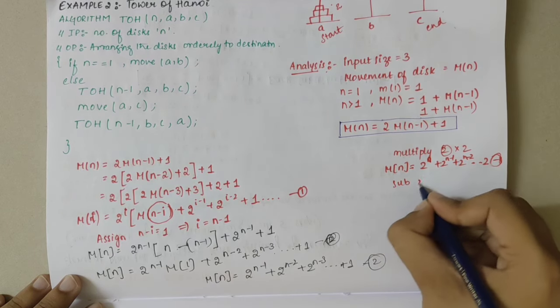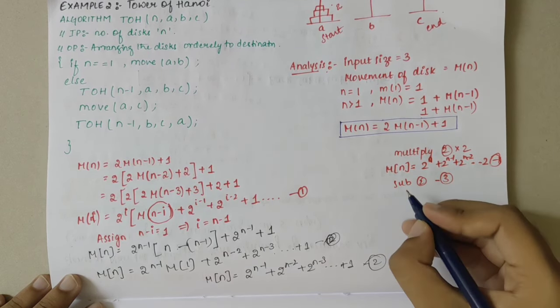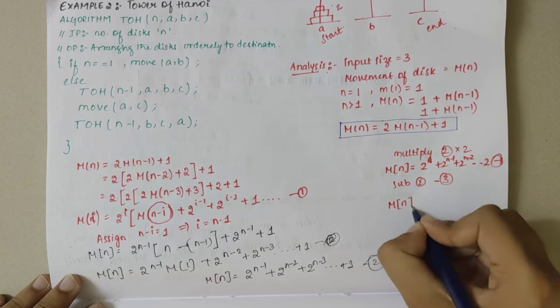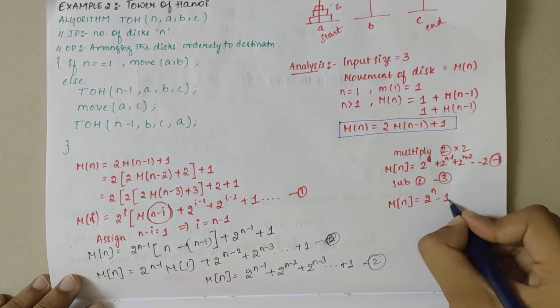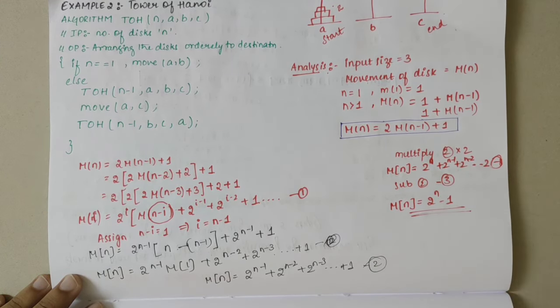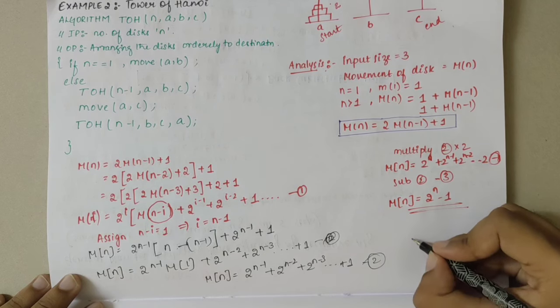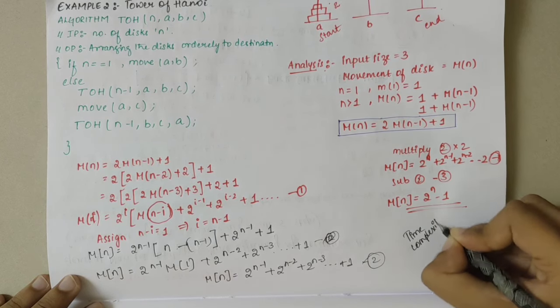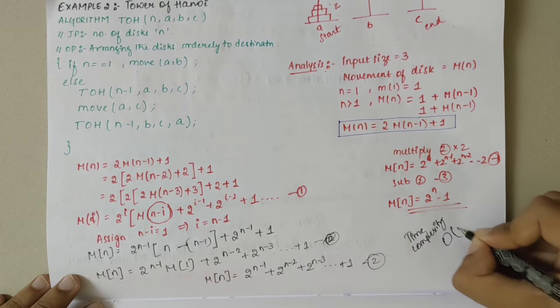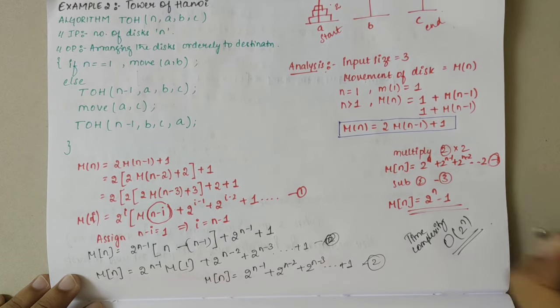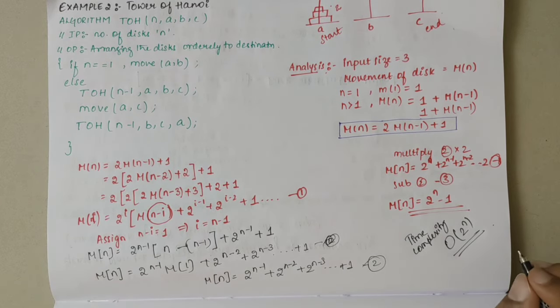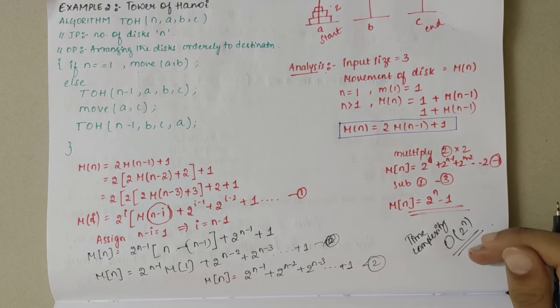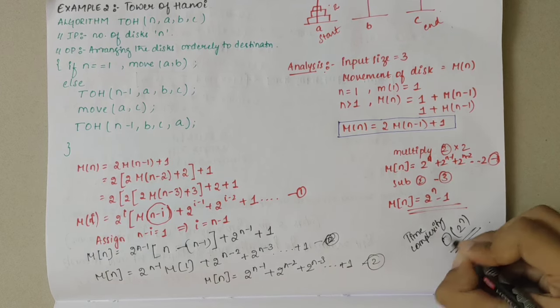So if I subtract 2 from 3, I would get M of n is equal to 2 power n minus 1. So this is the exponential function. Here I can write that the time complexity would be order of 2 power n. So it will come under the worst case. The worst case would be when the expression is cubic, quadratic or exponential. Here it is exponential, right? So it will come under worst case only.